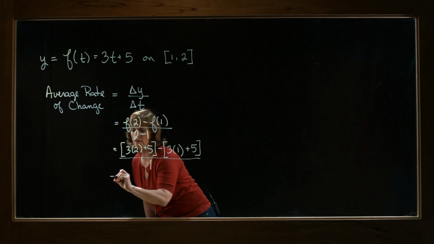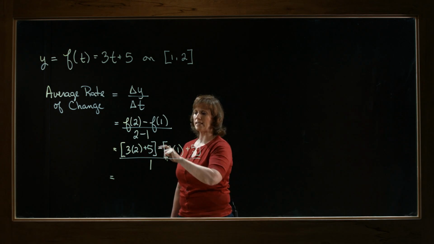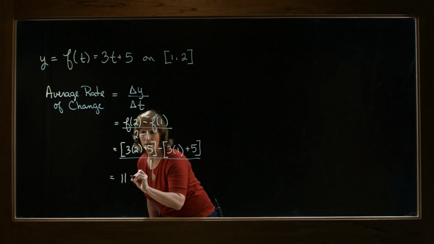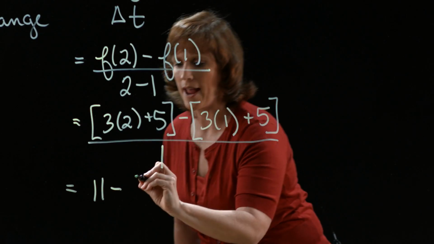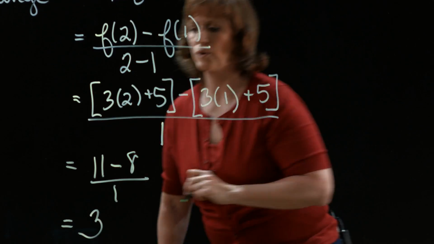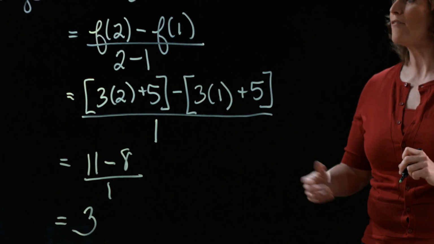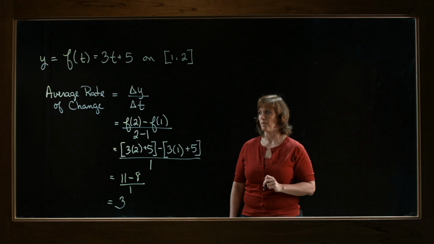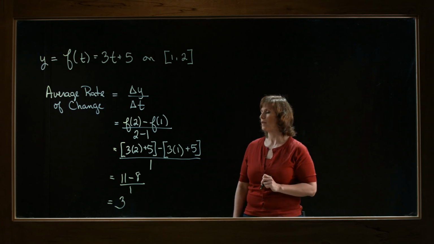So with a little more calculation, I can find out that this is 6 plus 5, or 11, and this is 3 plus 5, or 8, all over 1, for a grand total of 3. So my average rate of change is 3, over the interval from 1 to 2.